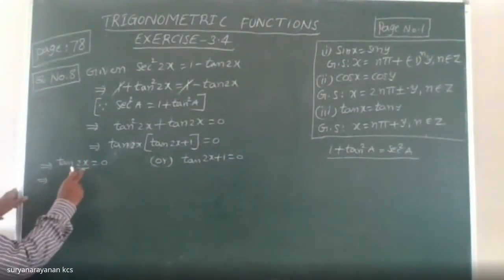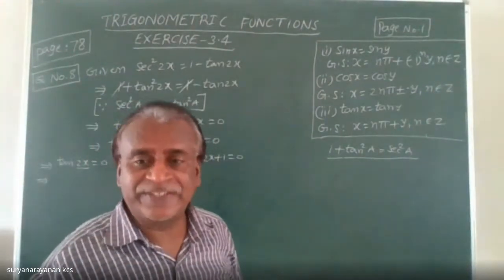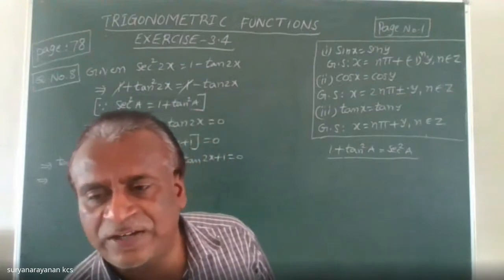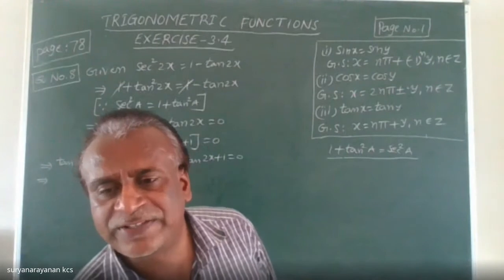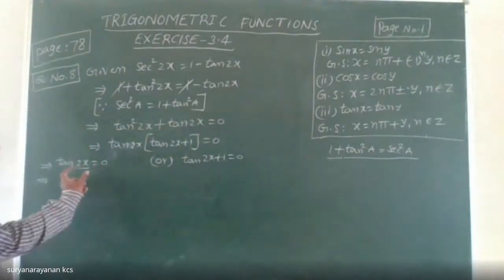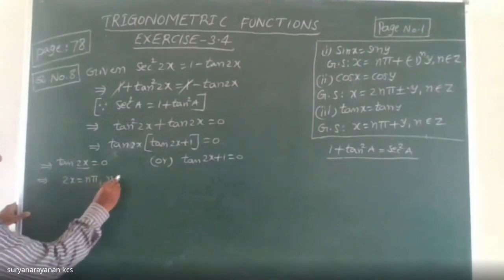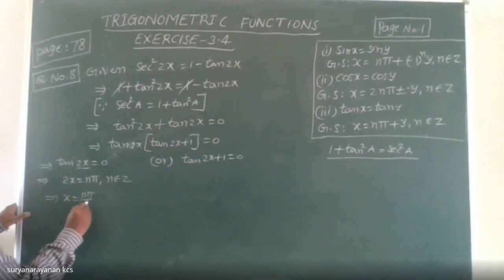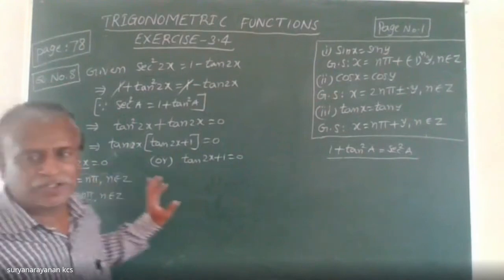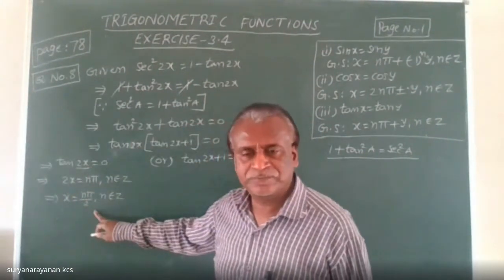Where x means here 2x, don't write x directly. In the place of x, 2x is there. So 2x is equal to n pi, n belongs to z. This implies x is equal to n pi by 2, n belongs to z. So, we got the general solution of this equation. This is over.